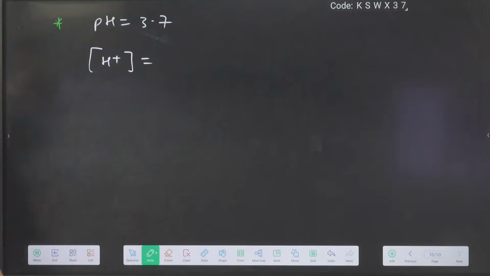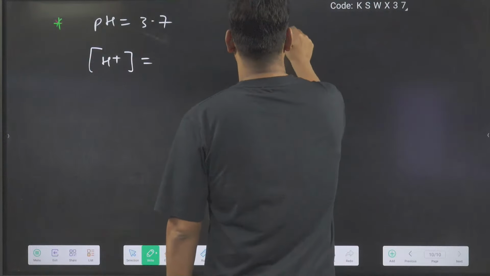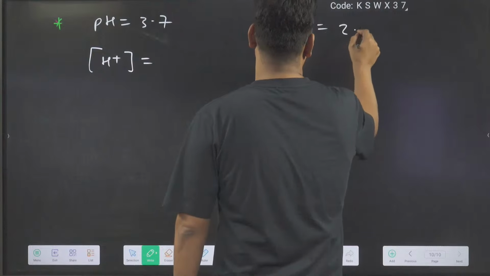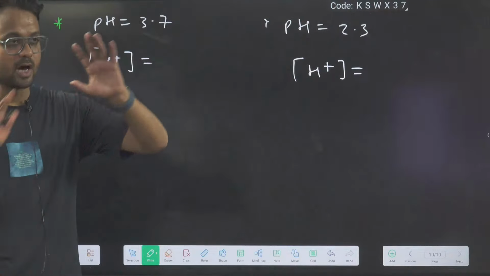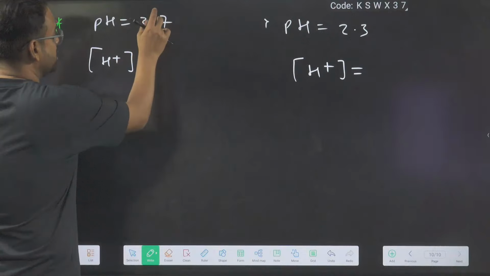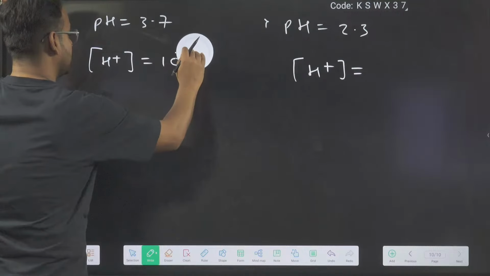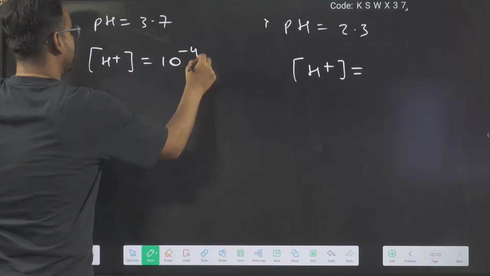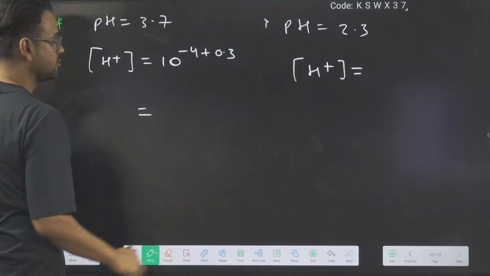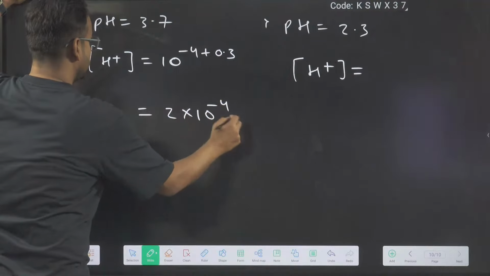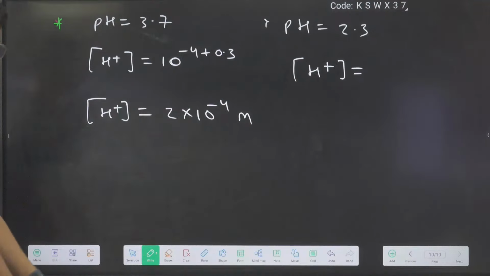H plus is how much? Fast, quickly. See how fast we will do. This is 10 to the power minus 3.7. Minus 3.7 I will write as minus 4 plus 0.3. 0.3 reminds me of log 2. So the answer is 2 into 10 to the power minus 4 molar. Quickly you have to think.